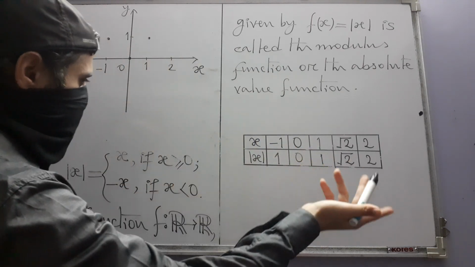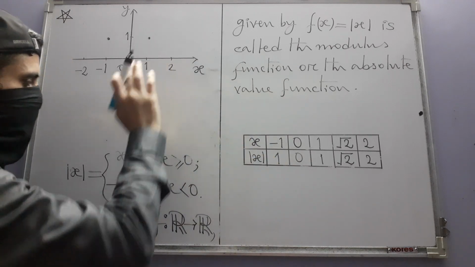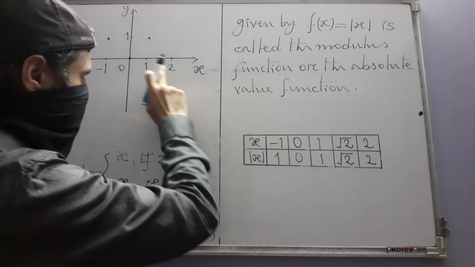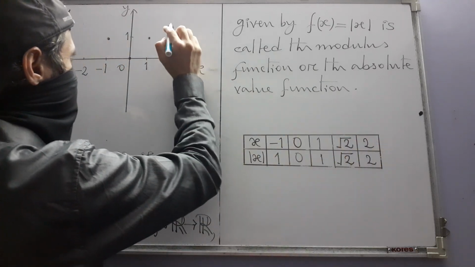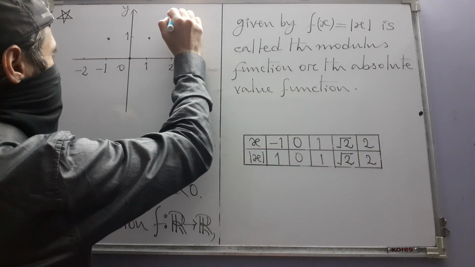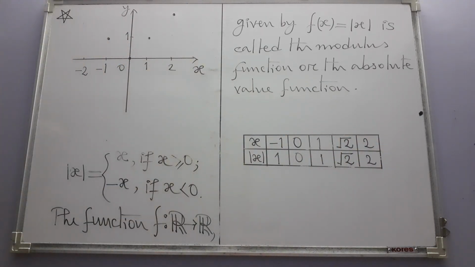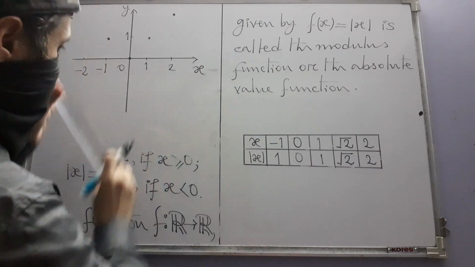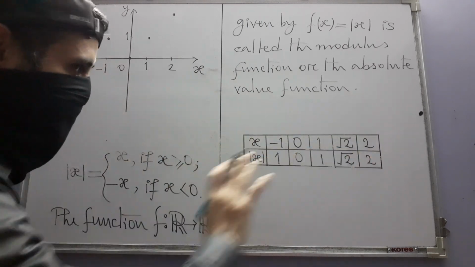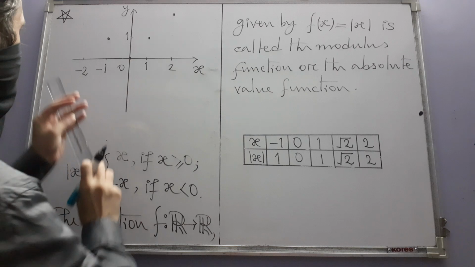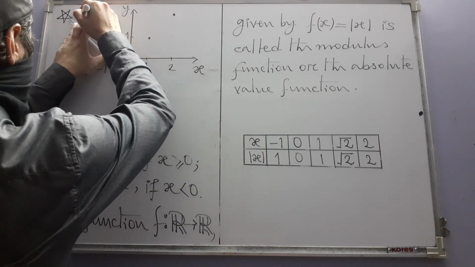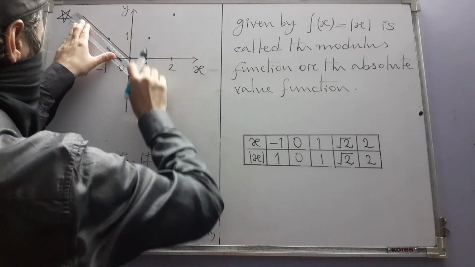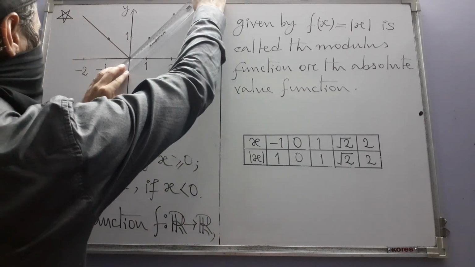When x is root 2, of course, I am not going to locate it here. It will be somewhere between 1 and 2, you already know. When x is 2, y is 2. So, if one really calculates a lot of these point pairs, one will realize that joining them one gets two straight lines like this.